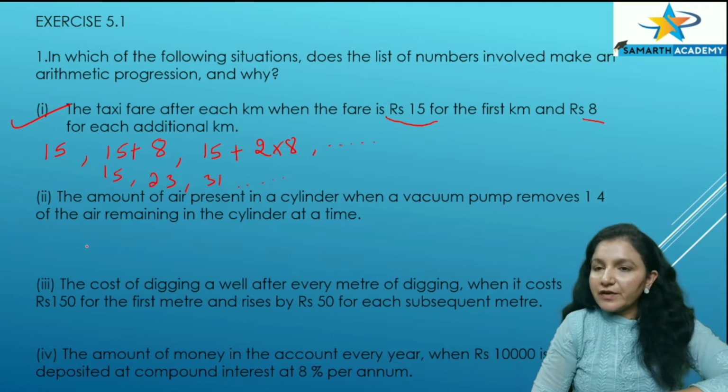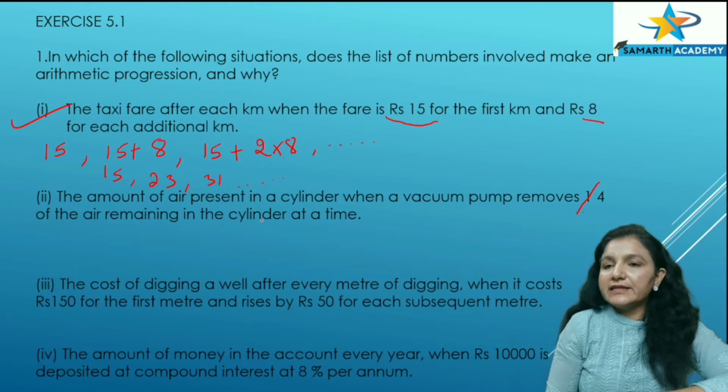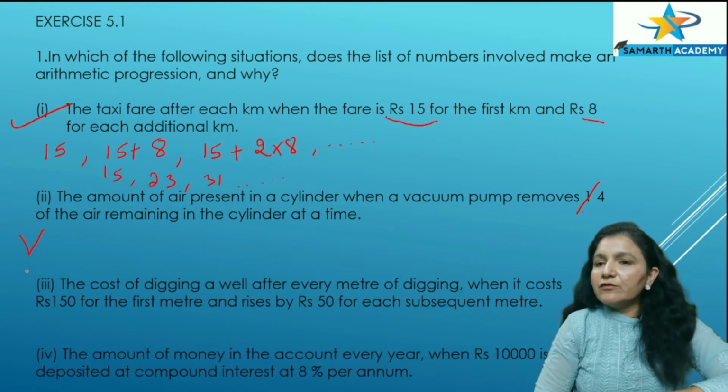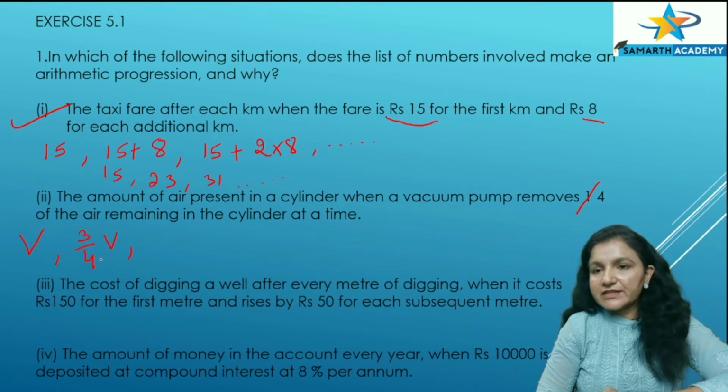Question 2. The amount of air present in a cylinder when a vacuum pump removes 1/4 of the air remaining in the cylinder at a time. Let us consider V as the air present in the cylinder. Then 1/4 of the air is removed. So what is left? 3/4 of V will be left. Now 3/4 of V is left in the cylinder.